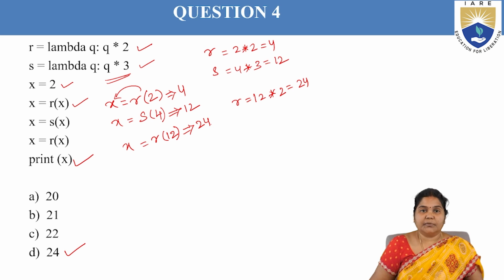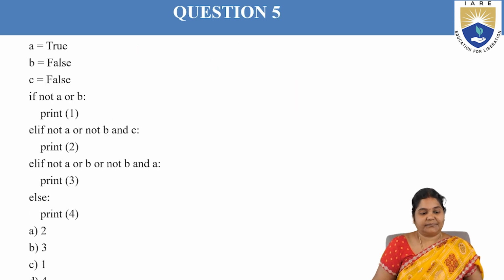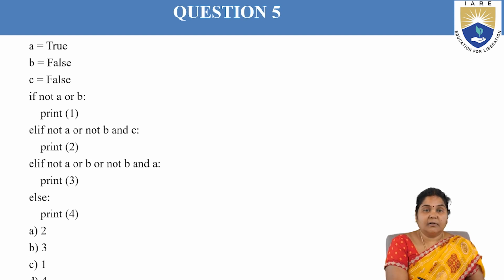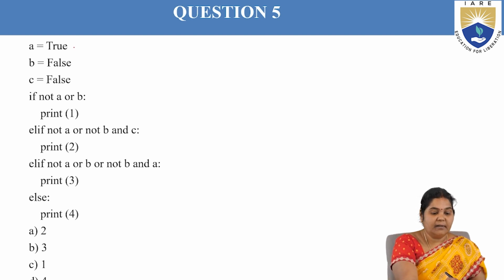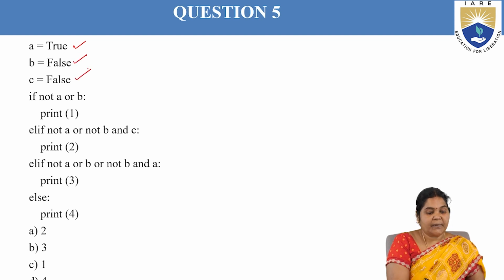So let us move on to the next question. This question is based on logical gates and it is an if else statement. Let us see the original values: A is true, B is false, C is also false. Now, if else conditions are given, we have to check which condition is true, and based on that, what value will be printed for this program.